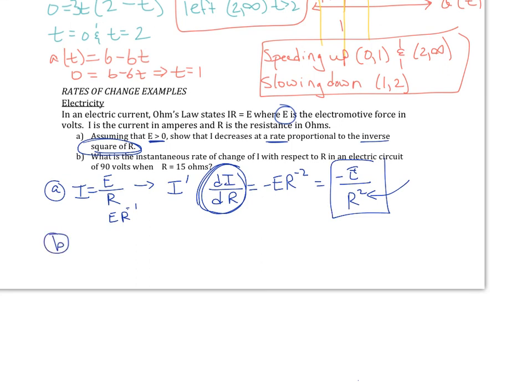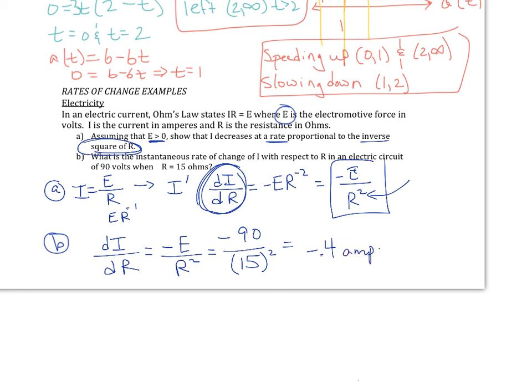Part B says, what is the instantaneous rate of change of I with respect to R in an electric current of 90 volts when R is 15? Well, I already solved this. I did the dI over dR. I found that in part A, and this was negative E over R squared. And they told me R is 15 and an electric current of 90. So 15 squared, and this will be negative and then 90. And that will result in negative 0.4. That's going to be amps per ohm, the units that we will be using there.